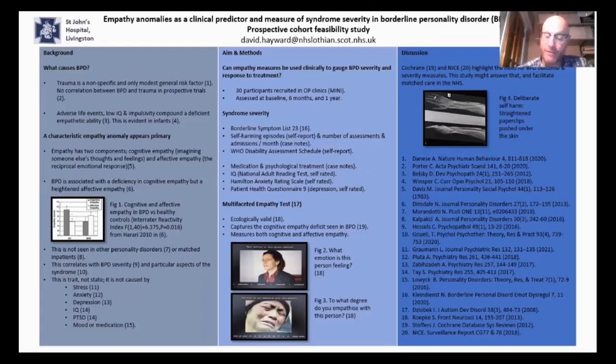Cognitive and affective empathy will be measured with a multifaceted empathy test. This laptop task is not burdensome, does generalize to real-life settings, and has been shown to capture empathy anomalies in people with borderline personality disorder. As is shown at the bottom of column 2, 23 emotive images are shown, and participants are asked to choose the most applicable adjective.